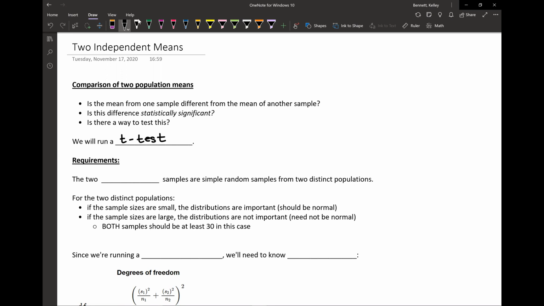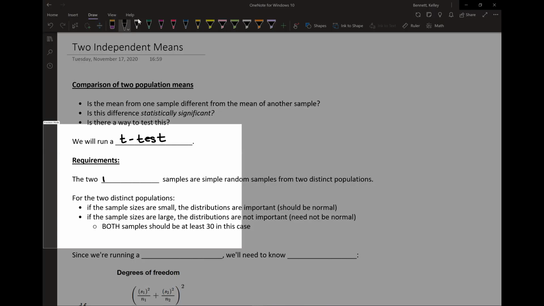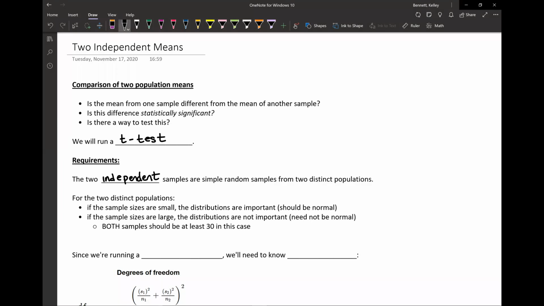So for our requirements, we need two independent samples. We need to use a simple random sampling method. And we need to adhere to some very familiar assumptions about the two populations. One is that if you have a small sample size, then you need to come from a normally distributed population. If you don't have that, that's fine. Just be at least 30, meaning that both samples should be at least 30 if you don't have the assumption of a normal population.